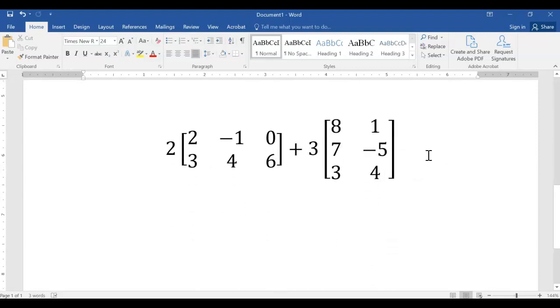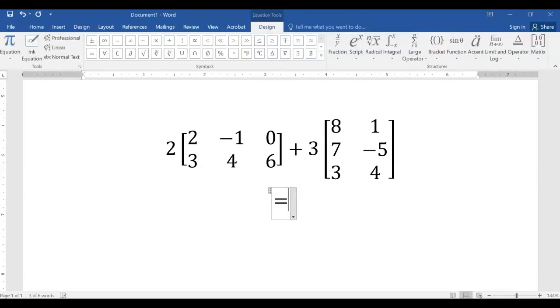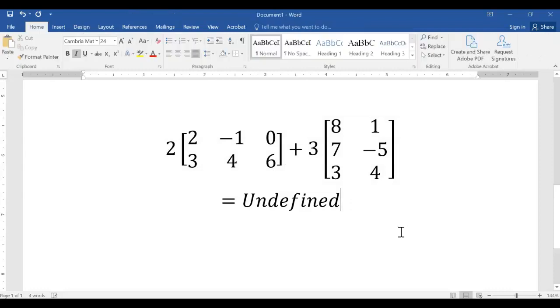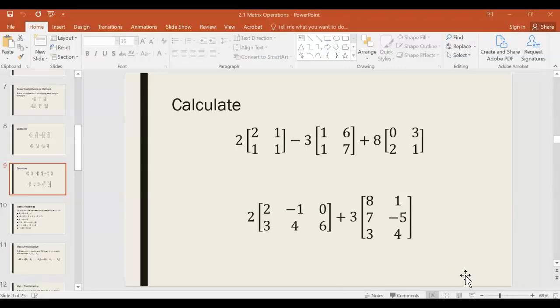Now that's different with this second one. The second one says, what's the answer here? And honestly, this is just undefined. The numbers of rows and columns don't match up. You could do the scalar multiplication, but it's kind of a useless exercise in this case, because we know that the matrices are not going to match up in terms of numbers of rows and numbers of columns. So that's undefined, and then we can move on from there. So if you ever get one where your rows and columns don't match up, just go ahead and write down undefined.